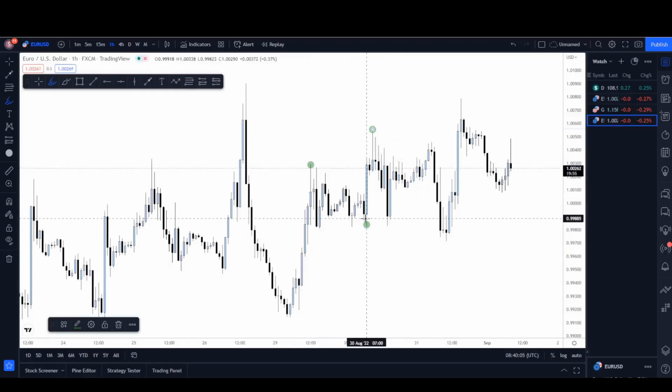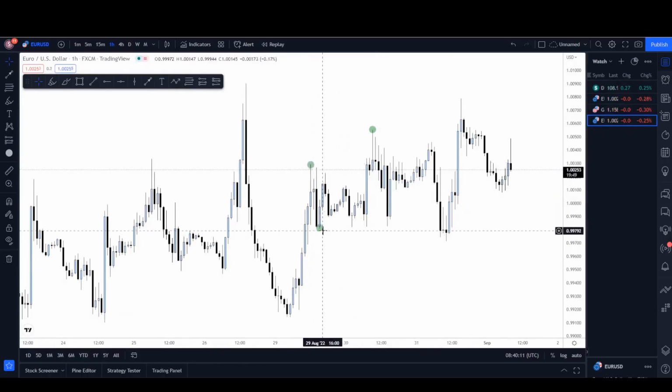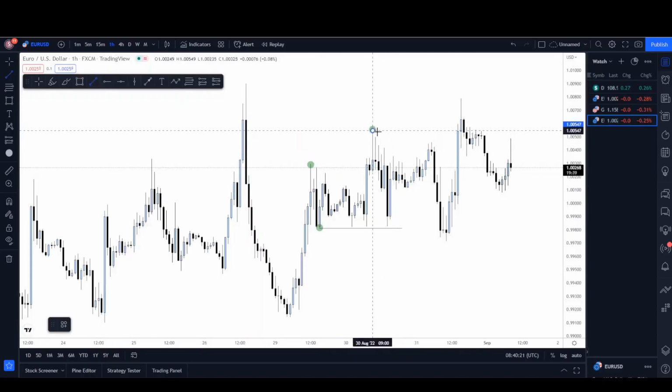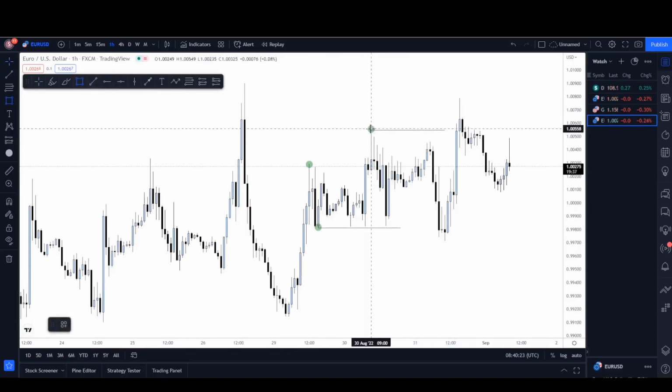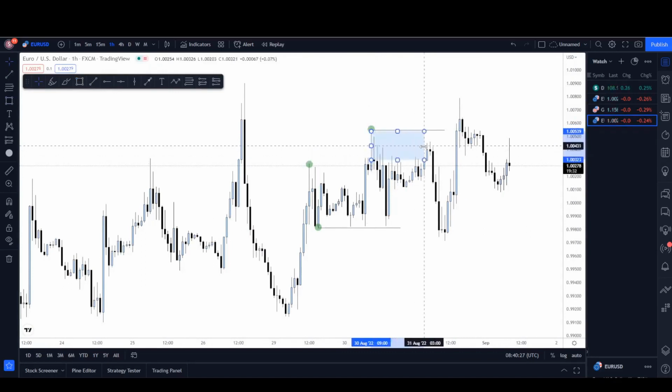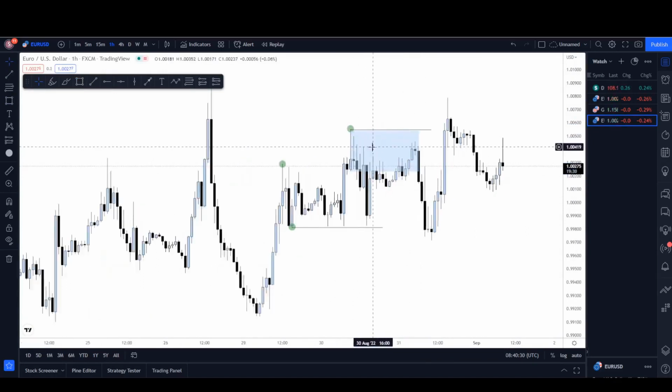Structurally, H1 is bullish right here. High high, high low, high high, high low, never broke this low. So essentially you'd expect price to come and take out this high. But why did price sell from, let's just mark out the whole thing, from this order block, for example?